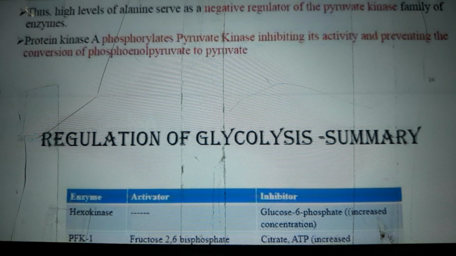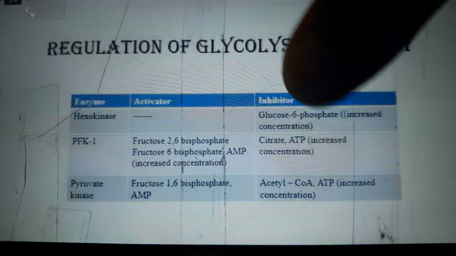Protein kinase A phosphorylates pyruvate kinase, inhibiting its activity and preventing the conversion of phosphoenolpyruvate to pyruvate.